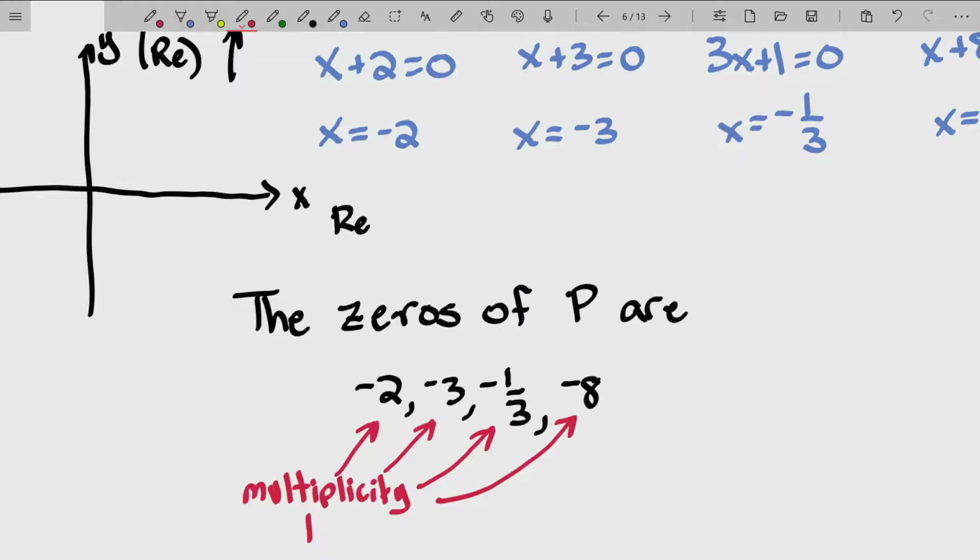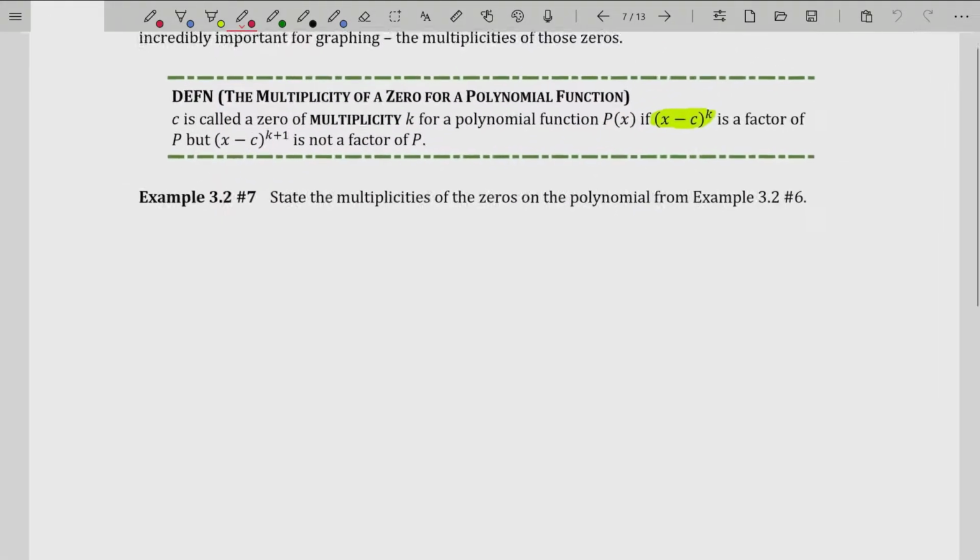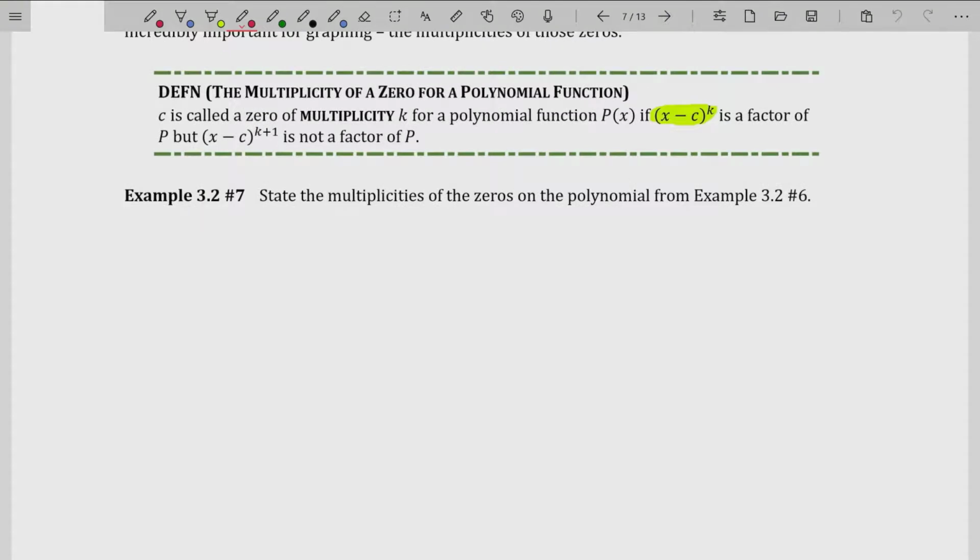Actually, I'm not sure if it's in this lecture or the next. I think it's in the next lecture, but that's okay. I'm not going to write it here because we just wrote it on the other page, but the multiplicities of those zeros are all 1. It's really kind of nice.